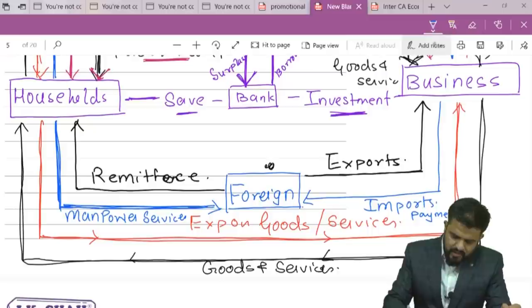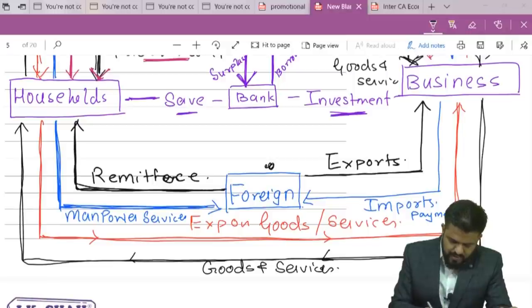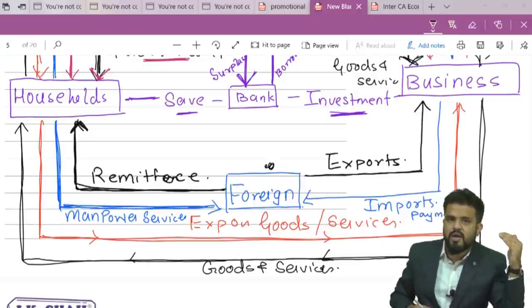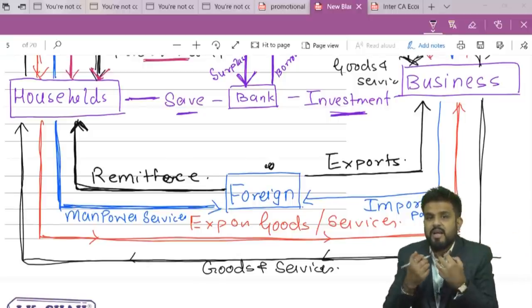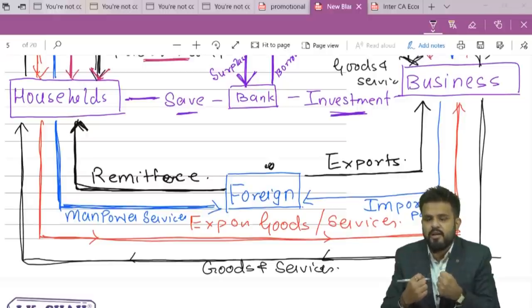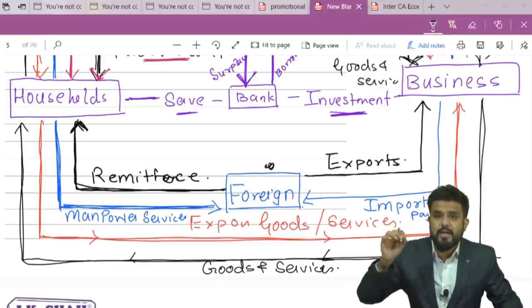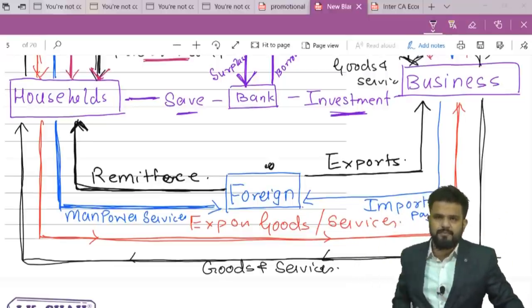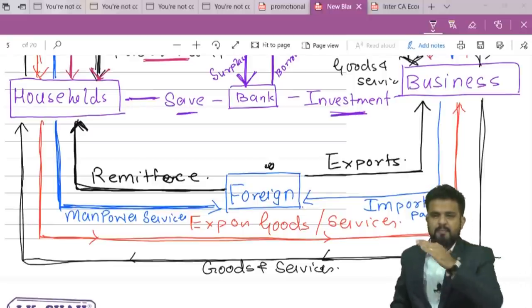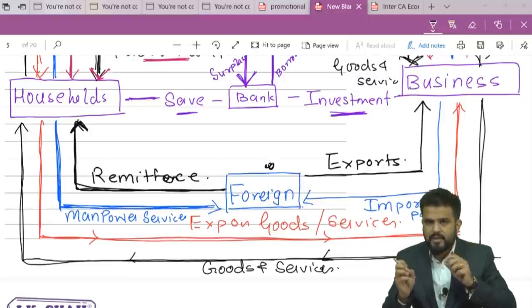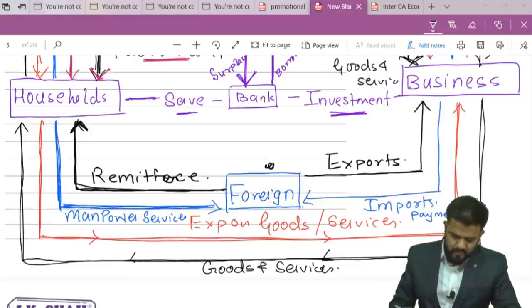So in return, what are they giving us? In return, they are giving us remittance. What is remittance? It is nothing but transfer of money from one country to another. There was a time when India was the highest receiver of remittance in the world, $75 to $80 billion every year, because there are so many Indians settled or invested abroad. So we are giving manpower service, and in return we are getting remittance, transfer of money from foreign countries to India. So India is receiving.